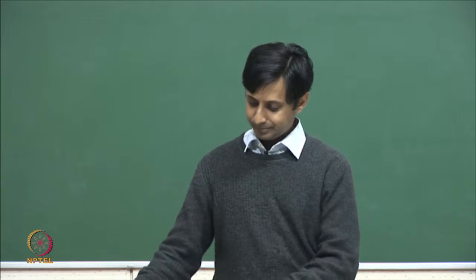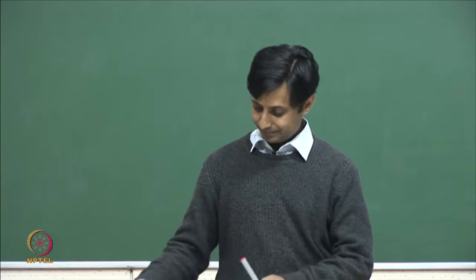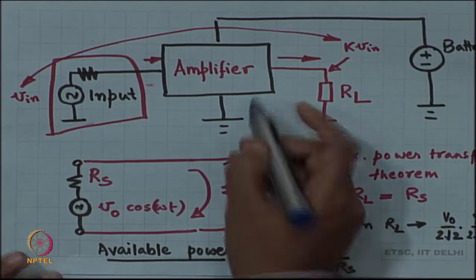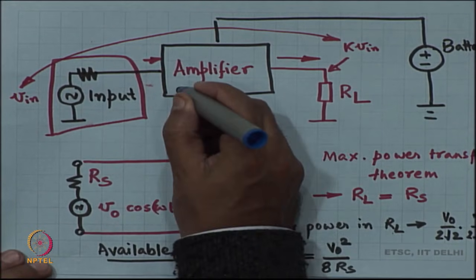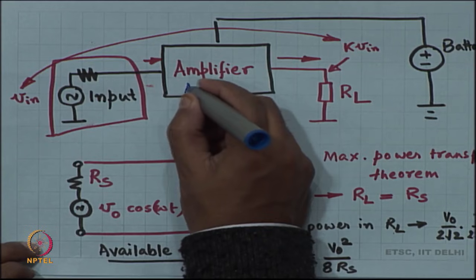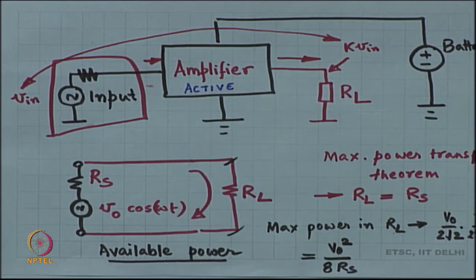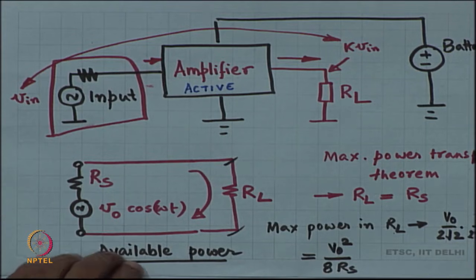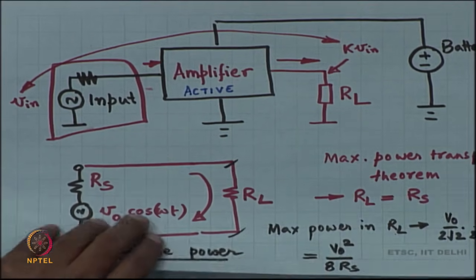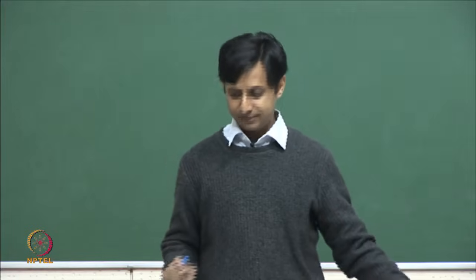Not just linear. This box has to be made using active components. It is not sufficient to have only pure passive elements in this box. Okay? You need to prove this to yourself, think about it.